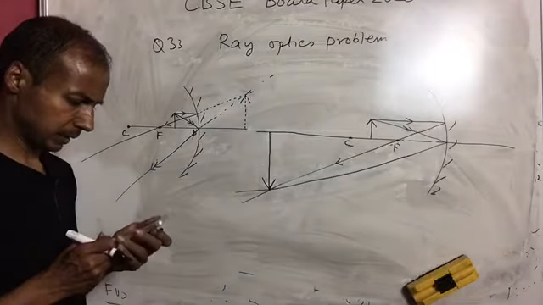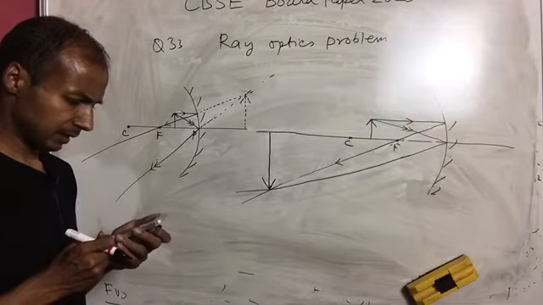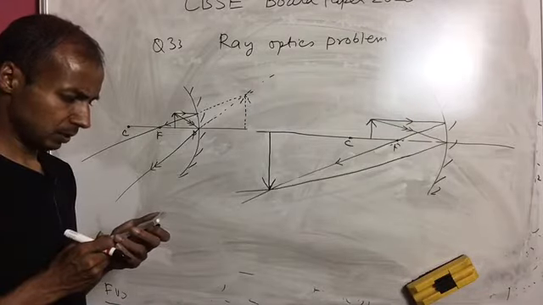So these are the two ray diagrams. Then it says find the distance between the two positions of the object.